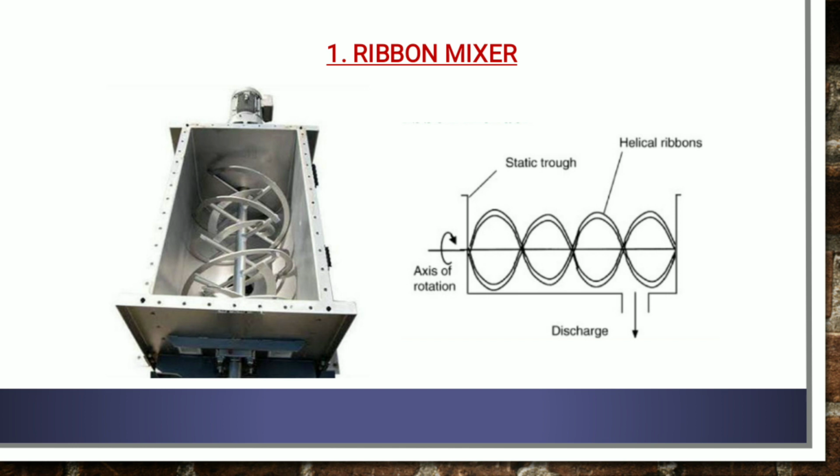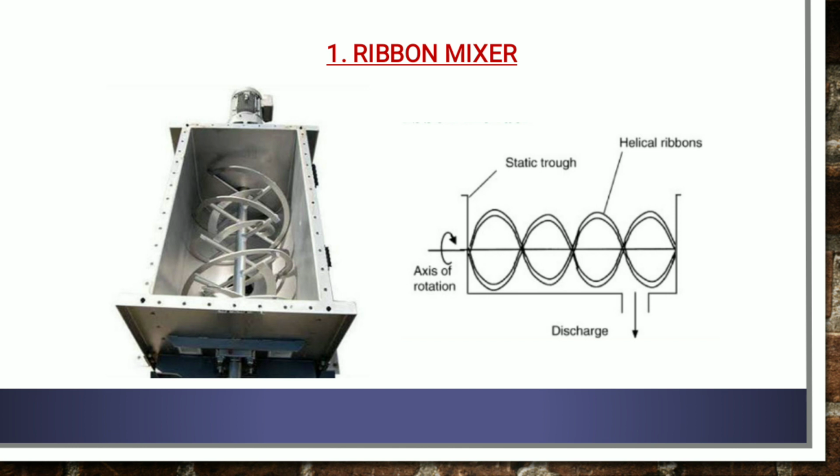Ribbon mixer, as you can see, consists of a trough mounted on a stand. In the trough, a ribbon-like conveying scroll is attached to the shaft. The ribbon may be continuous or interrupted. The shaft is operated by an electric motor. The trough is semicircular with a lid. It can be tilted on the stand in order to remove the material.